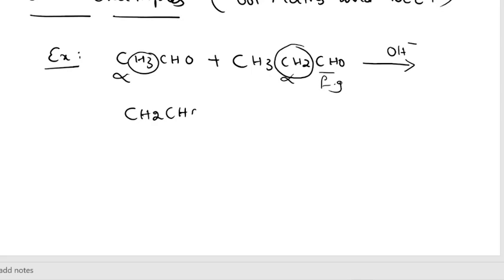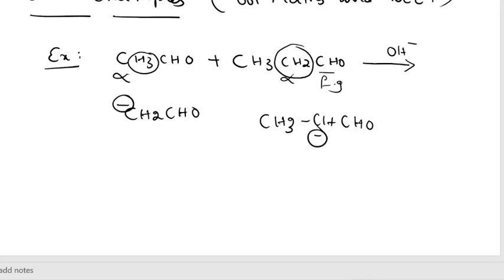Let us consider the carbanion that is produced from acetaldehyde. This is the carbanion. And another carbanion from the propanaldehyde is CH3CH minus. See, suppose if H plus is removed from this alpha hydrogen, alpha carbon, then you will get a carbanion like this, right? Now listen carefully.